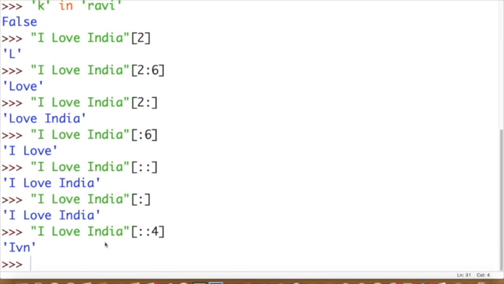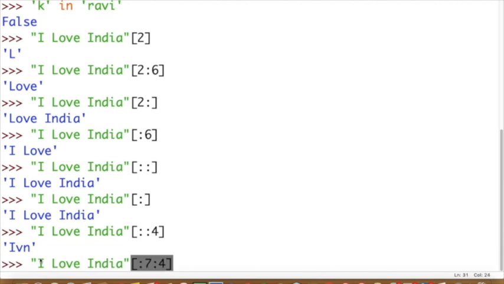Right? So we have N. Now we have to again count 4 letters, and since there are no more 4 letters, only 1, 2, 3, nothing will be printed. We have reached the end of the string, so nothing will be printed, so I, V, N is the output. So I hope this is understood.